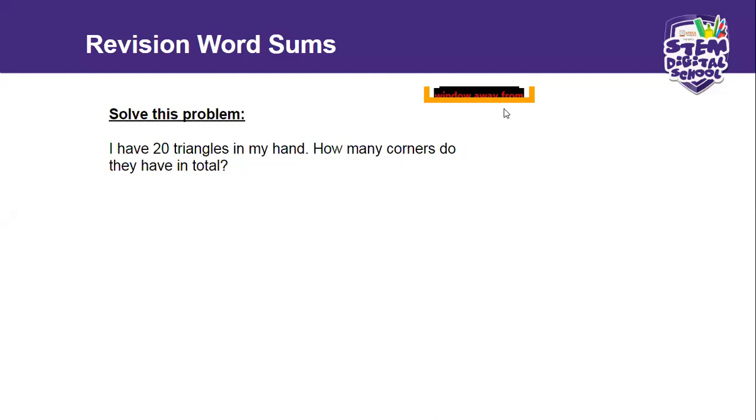20 triangles in my hand. And how many corners do they have in total? Let's see by show of hands. Remember that your triangle has got 3 corners, okay? Let's see who's got it.